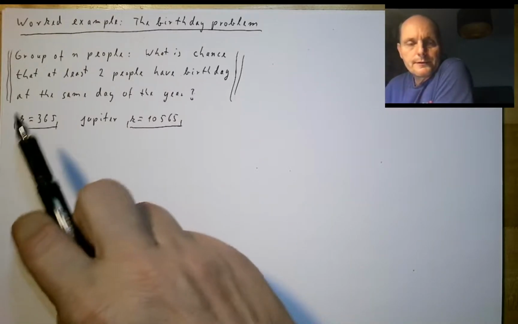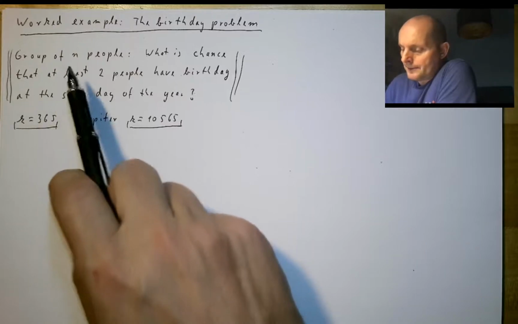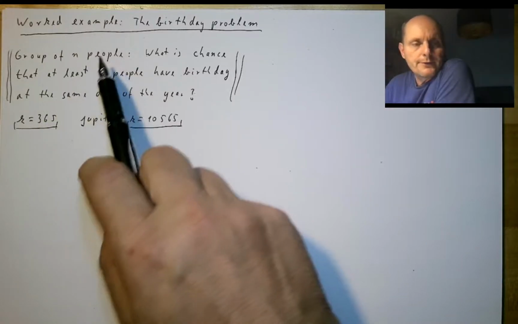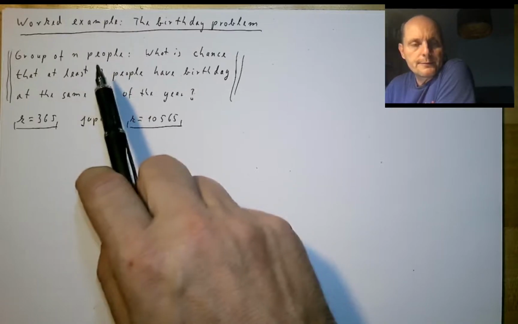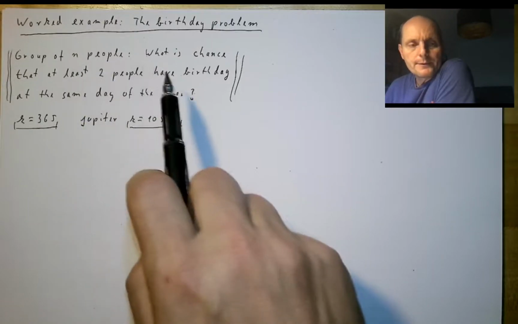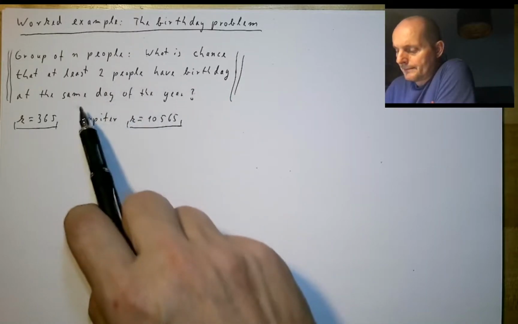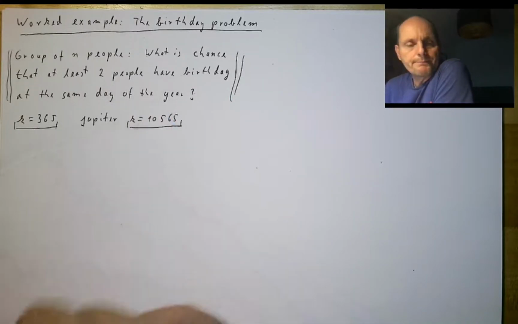And this birthday problem is the following. Let's assume you have n people. Usually I say the people in the classroom, and n is 20, 30 or something. And then we ask, what is the chance that at least 2 persons have birthday on the same day of the year?